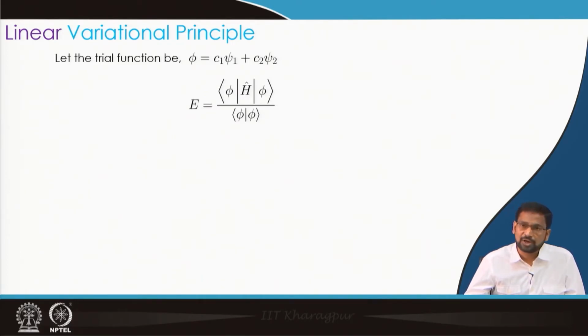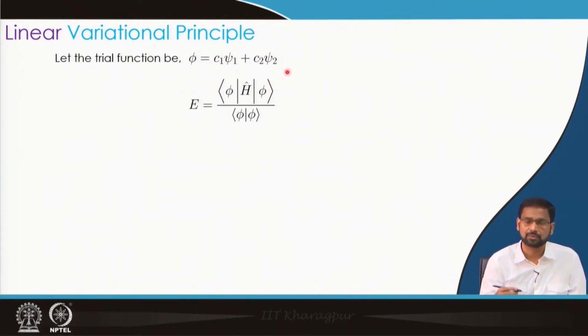Now, if this is my trial function, the variational principle tells that you evaluate the energy with respect to this trial function, and this energy provides the upper bound to the ground state energy. Now, since I have defined my trial function as shown here, phi, where psi1 and psi2 I can choose as perhaps some eigenfunctions coming from a complete set of eigenfunctions of a Hermitian operator. So, I would assume that I have some idea about this psi1 and psi2.